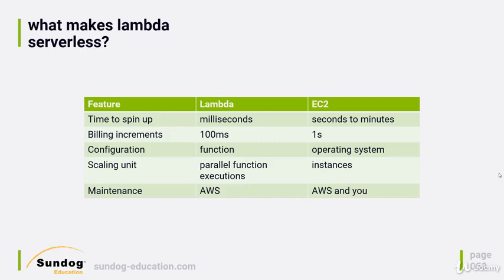So we've talked before about the unit of scaling. Lambda scales seamlessly up to 1,000 concurrent executions. It's all about the workload for scaling, not some arbitrary granularity. As for the limit, it is possible to ask AWS for more than 1,000 concurrent executions, so even that's not a hard limit. Now with EC2, you can only scale by adding more servers.